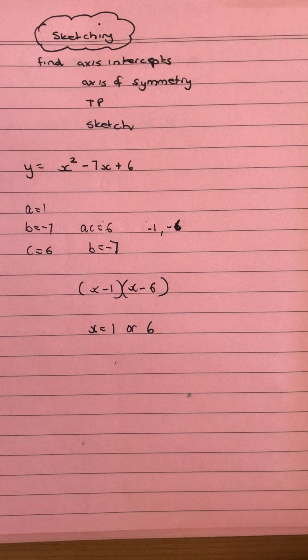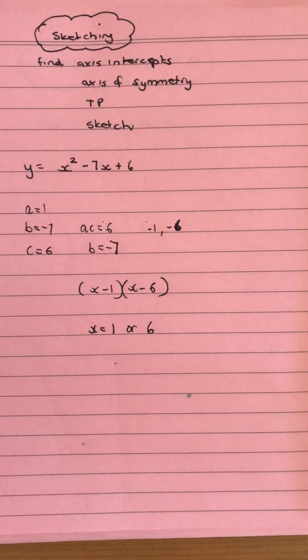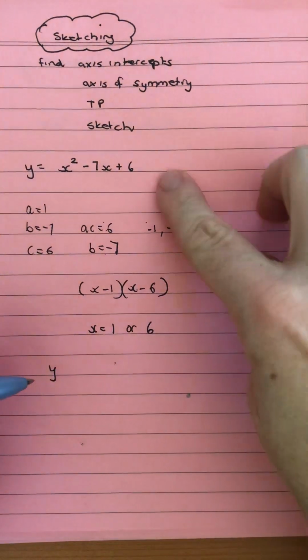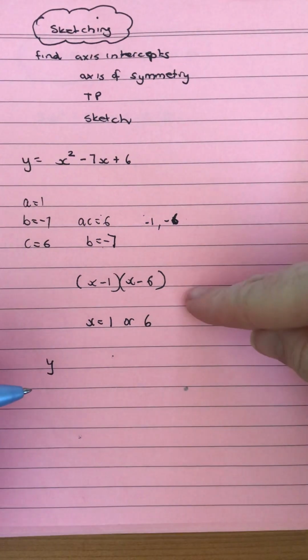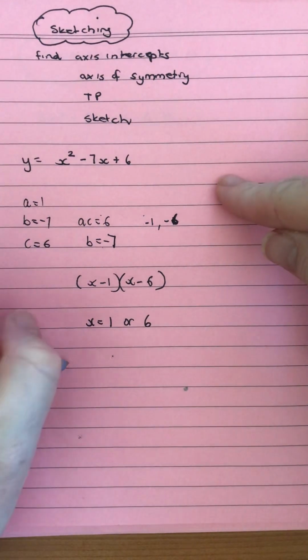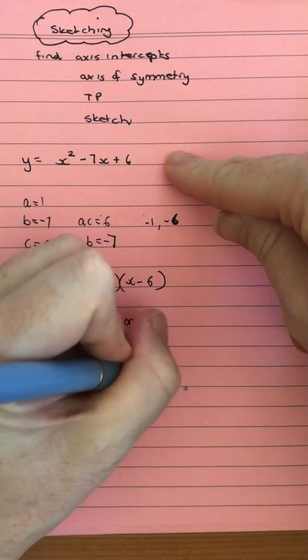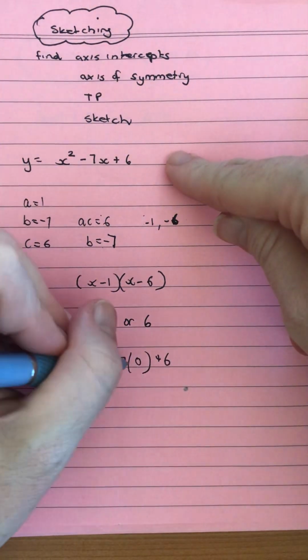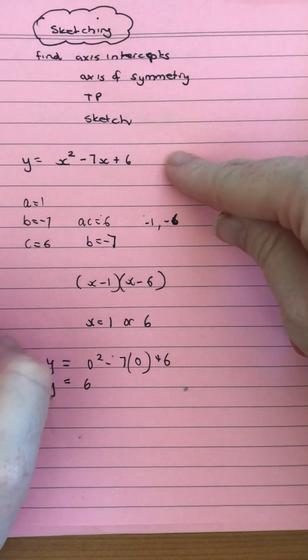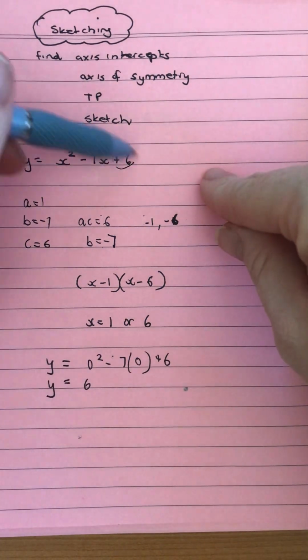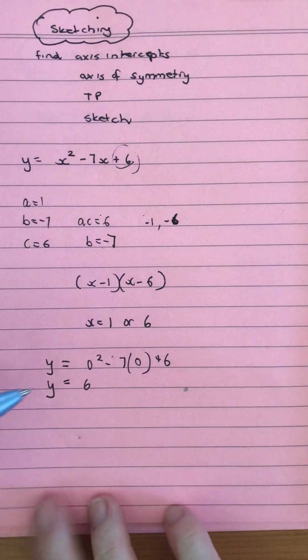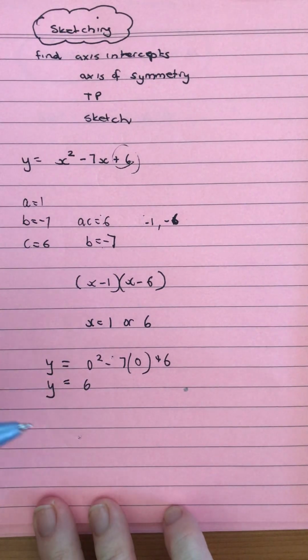Now we also want our y-intercept, and that's when x equals 0. So we can do that in the form that it is up here, or we can use our factorized form. So using the original, we've got 0 squared minus 7 times 0 plus 6. So we've got 0 take 0 plus 6 is 6. So we can always see that y-intercept from the start there. So now we have x-intercepts, we've got y-intercepts.